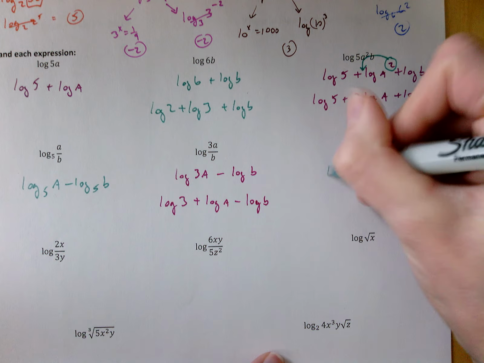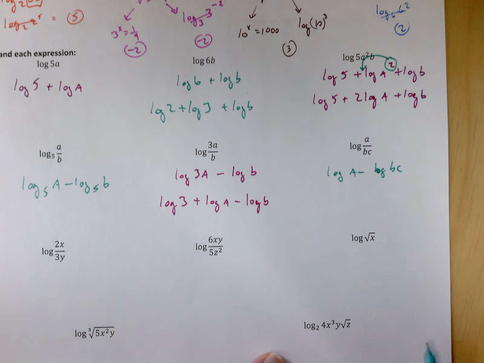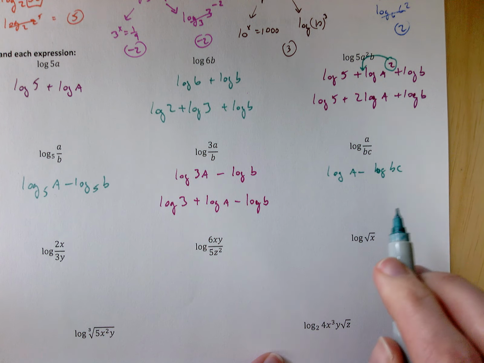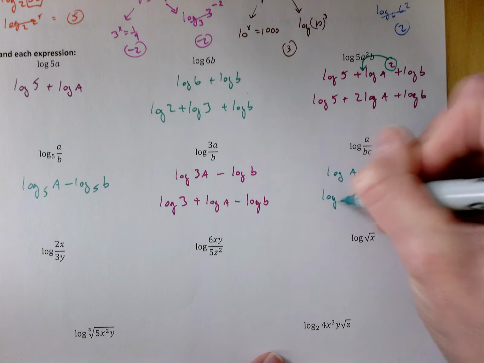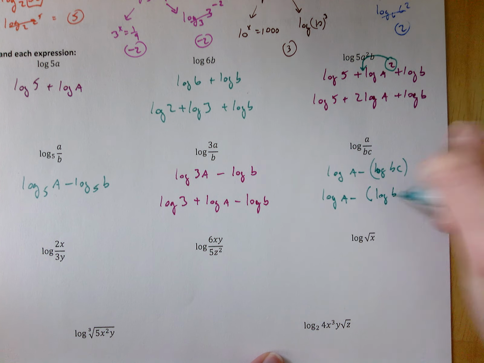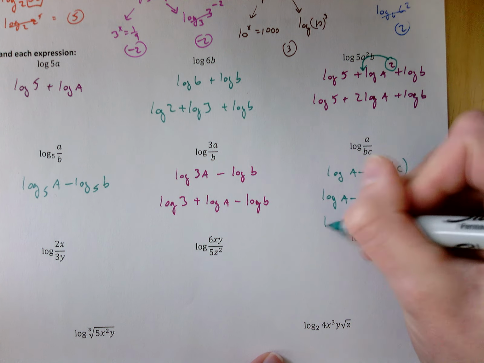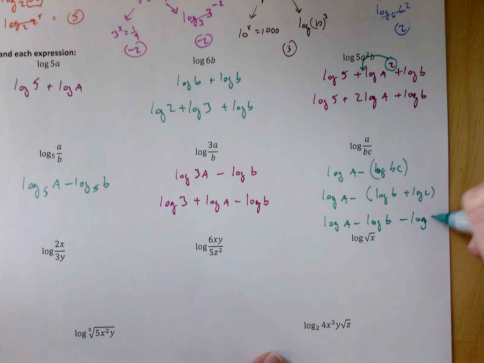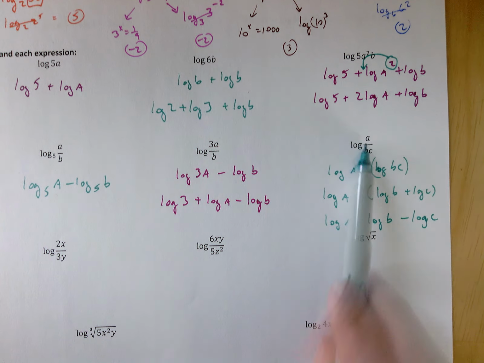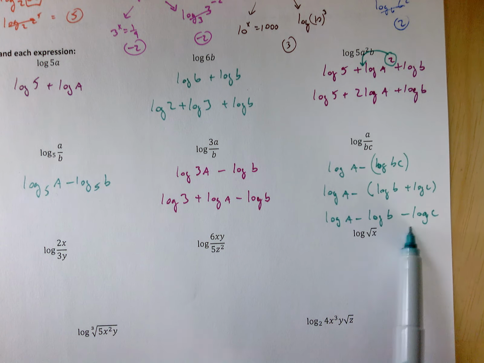All right, this guy, I can rewrite this as log of a minus log of bc. And then here's just the thing that you need to watch out for, right? We're subtracting this log. So when you break this, it's going to be log of a minus log of b plus log of c. So this negative ends up getting distributed to both of these. Okay, so it's going to be minus log of b and then minus log of c. The way that I think about it, anything that's in the numerator is going to be positive. Anything that's in the denominator is going to be negative.